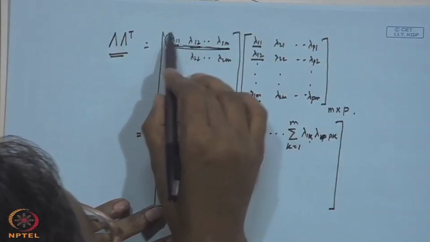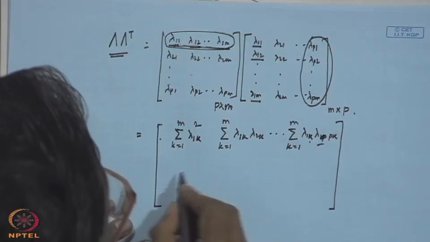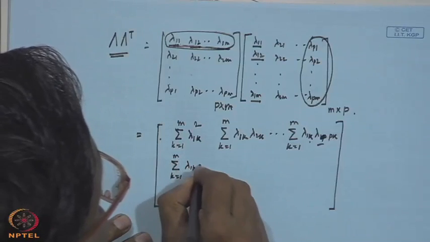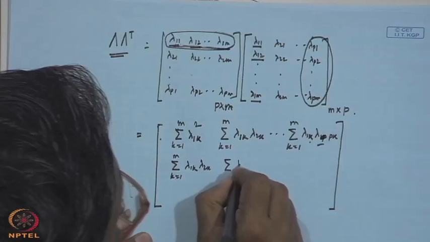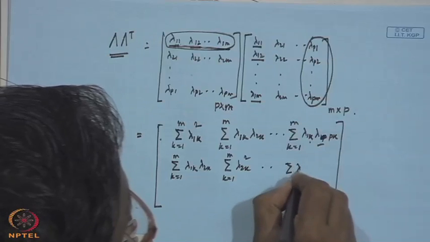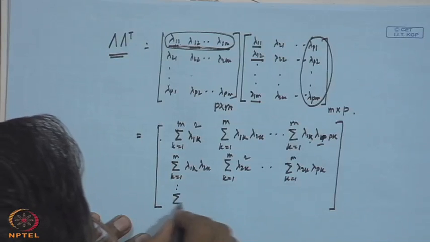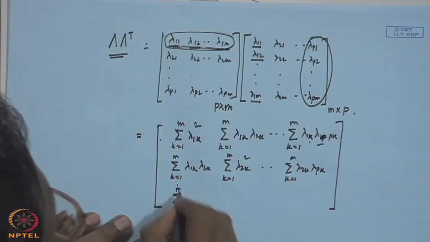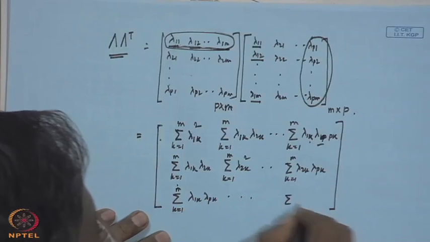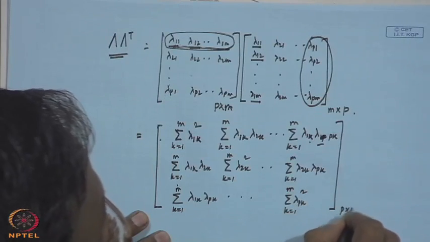Lambda this row vis-a-vis this column. This is coming here. In the same manner, now it will be a symmetric matrix: sum over k equal to 1 to m of lambda 1 k, lambda 2 k. This will be sum of lambda 2 k square, k equal to 1 to m. Same manner, lambda 2 k, lambda p k, k equal to 1 to m. In the same way it will come, k equal to 1 to m, lambda 1 k, lambda p k. Same manner you go, it will be lambda p k square, k equal to 1 to m. This will be p cross p.